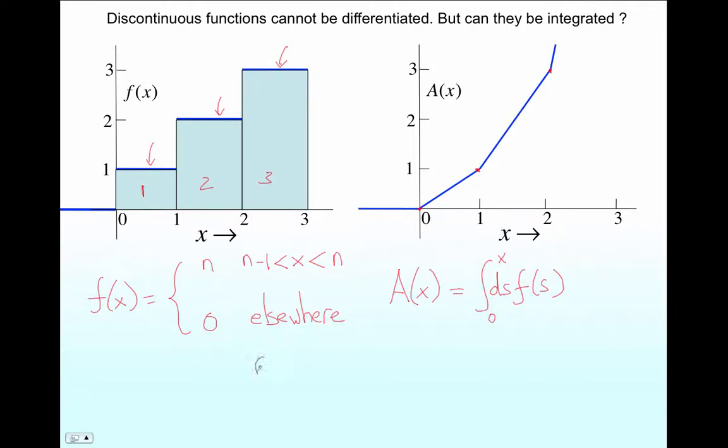So f is clearly discontinuous, but you can see from the graph that A is continuous. And as you remember, continuous means that the limit from the left and the limit from the right are equal. And that's true for every point on this curve over here. So A is a continuous function, although f was discontinuous.